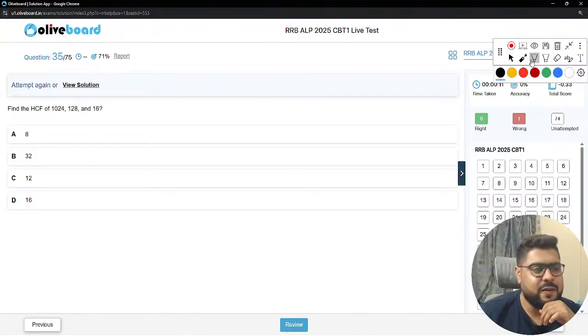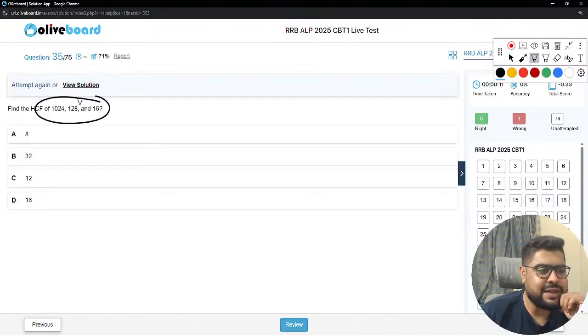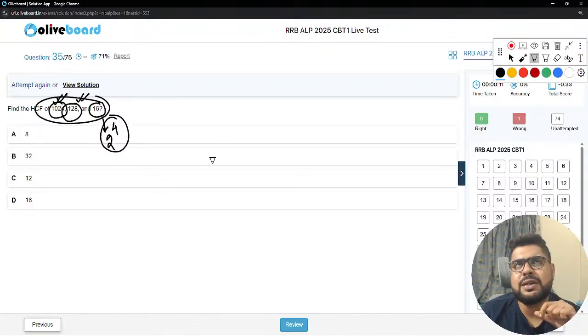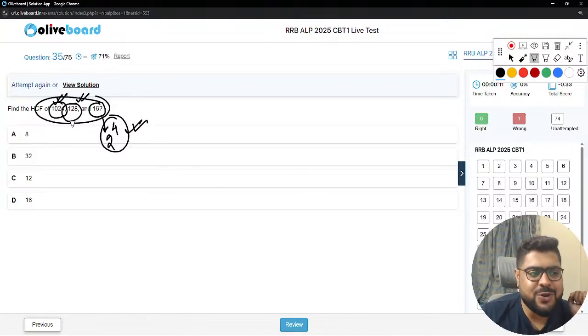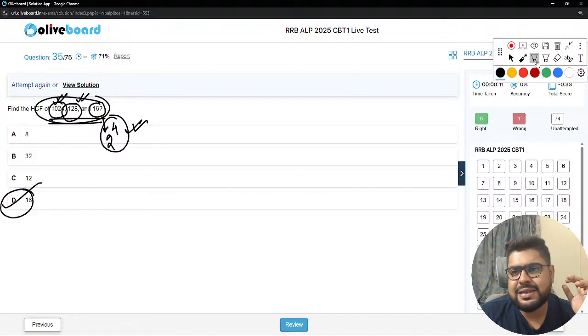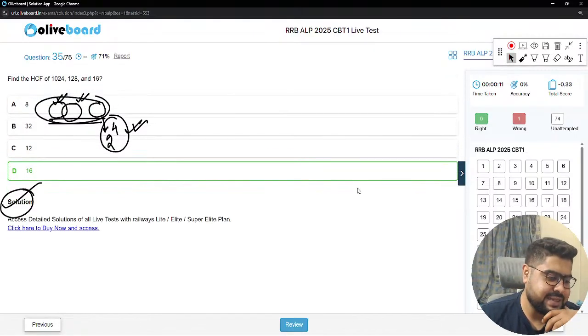HCF of these numbers. Sir, 1024 is 2 to the power 10, and this is 2 to the power 4. 1024 में 16 तो है, 16 is there. 128 is also 2 to the power 7, so it is also there, 2 to the power 4. So this has to be the HCF because all are powers of 2. So my answer is option D. My answer is definitely option D, sir.